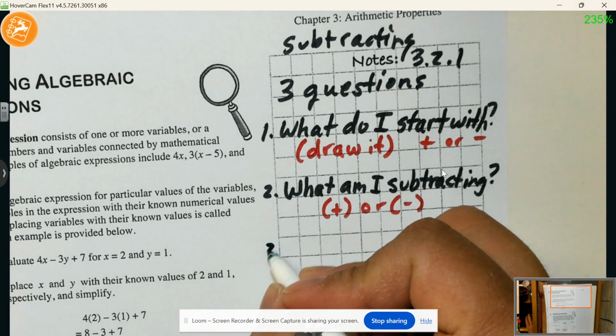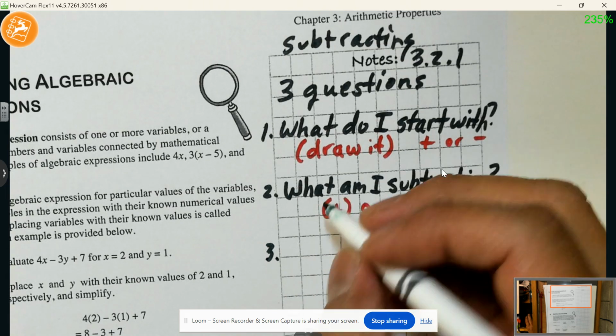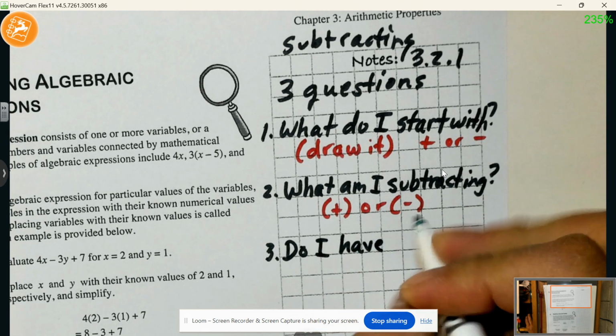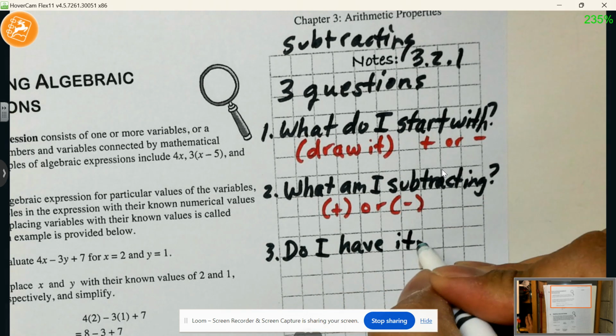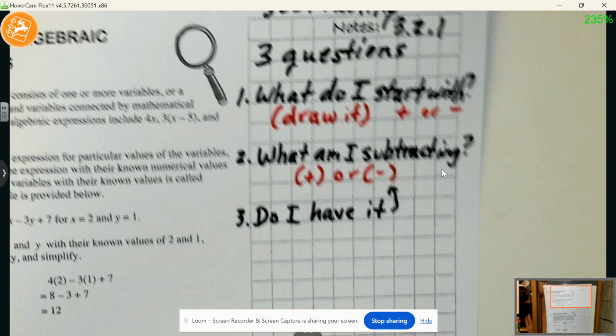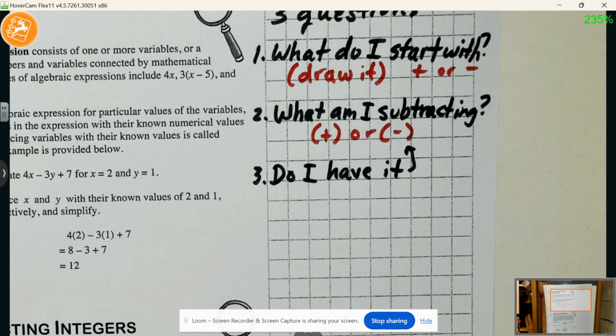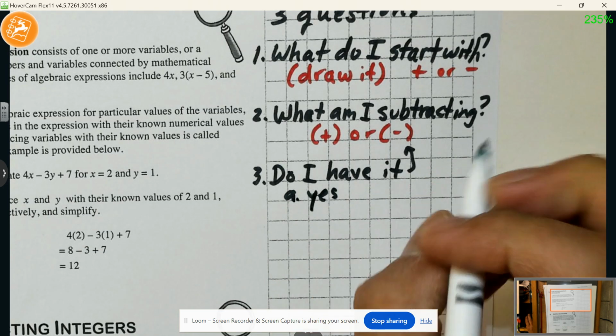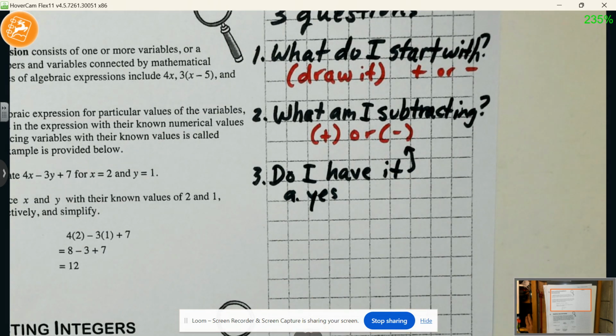And our third question is, do I have, in my collection of tiles, whatever I'm taking away? Do I have this? I'm taking away 3 negatives, or I'm taking away 3 positives. Do I have them so I can just circle them and take them away? So here's where we have 2 different outcomes. So if your answer is yes, then all you have to do is take it away.